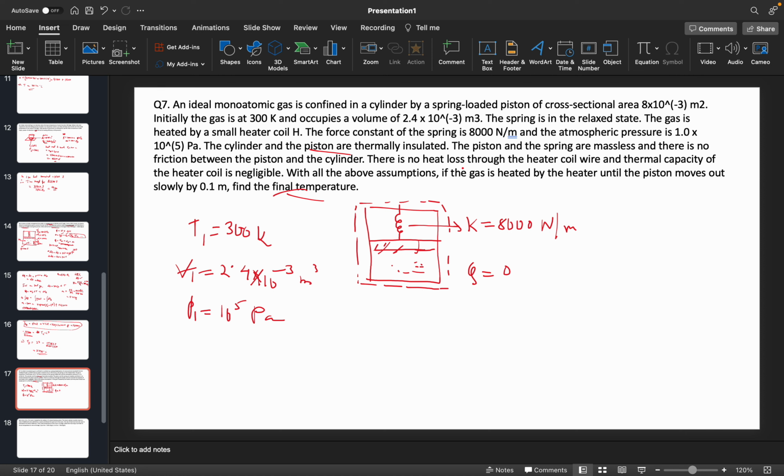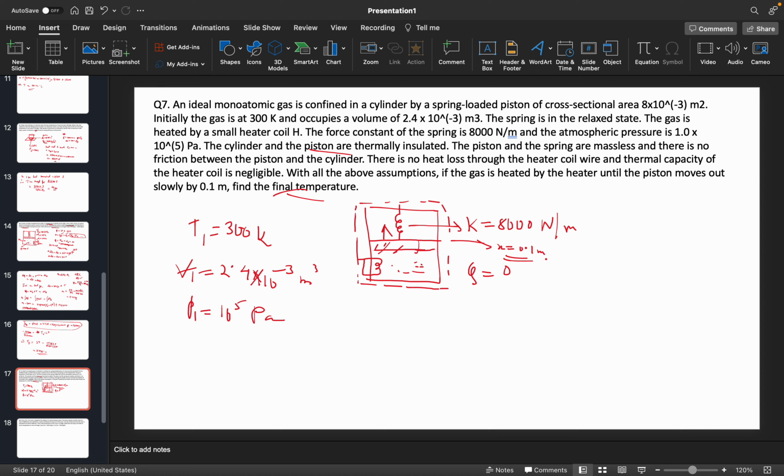And also there is no heat loss through the heater coil. There is a heater coil that is heating here, and there is no heat loss from this heater coil also. The thermal capacity of the heater coil is negligible. That means whatever change in the heater coil is very negligible in comparison to whatever heat it is getting. Now the gas is heated until the piston moves by 0.1 meter, so this piston will get displaced, x is equal to 0.1 meter. It will get displaced upward, because whenever you heat it here, it will increase the internal energy and push it this side. So it will be displaced by a distance of 0.1 meter.